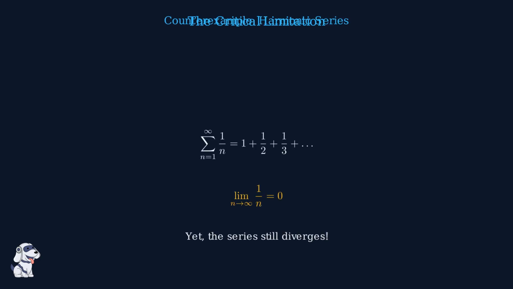Consider the harmonic series. The limit of its terms is zero, which satisfies the condition for convergence tests. However, the harmonic series itself diverges to infinity. This proves why we cannot conclude convergence just because the limit is zero.